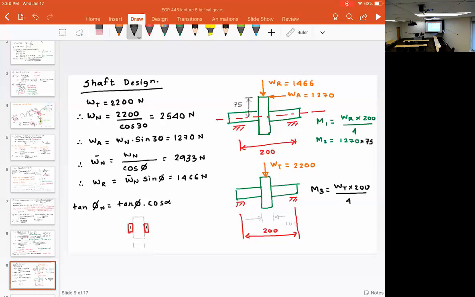Now at this point, I just want to have a little discussion on the planes in which these bending moments would act. If you look at WR, WR is going to bend this shaft like this. This is the front view. If you look at WT, WT is going to bend the shaft like this. This is the top view.